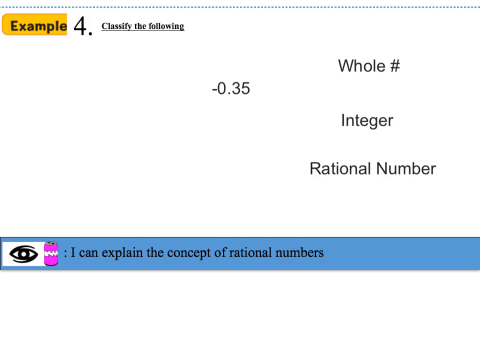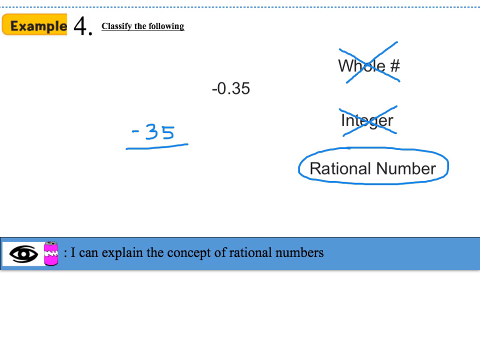So example 4 is asking us to classify -35 hundredths into different categories. We know that -35 hundredths is not a whole number because it doesn't fit the classifications of the yellow circle from the key concepts. We also know that -35 hundredths can't be an integer because it doesn't fit the classifications of the red circle. But we know that -35 hundredths can be a rational number because this rational number can be written as a fraction. So we can write -35 as our numerator and place it over 100 because it's in the hundredths place.